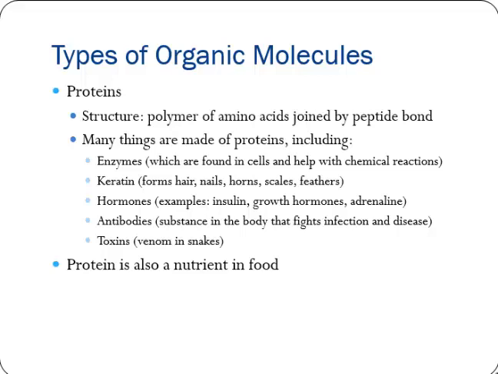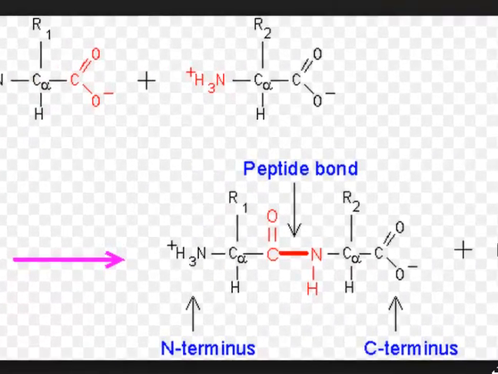Now, proteins are fairly complex molecules. Not only do they have the carbon, hydrogen, and oxygen that sugars do, they also have an element of nitrogen in them.